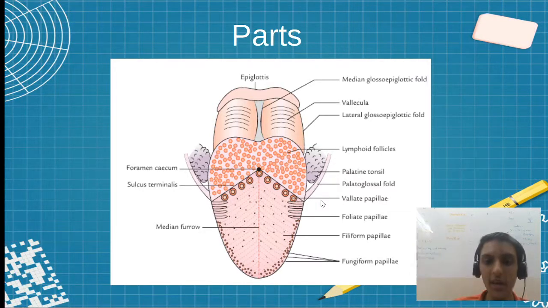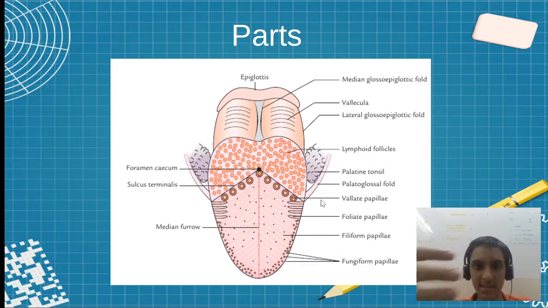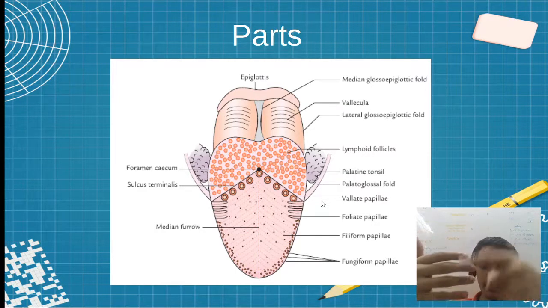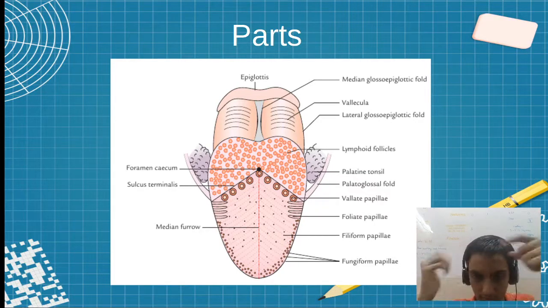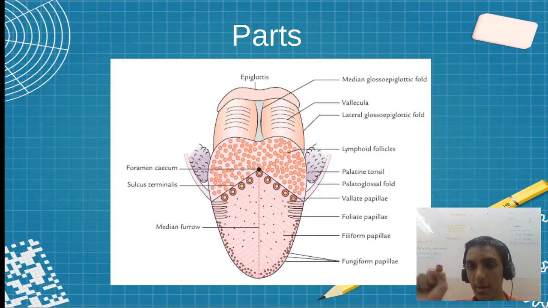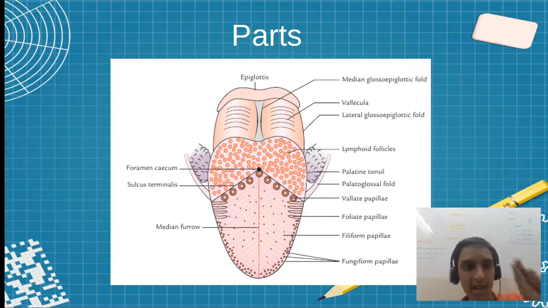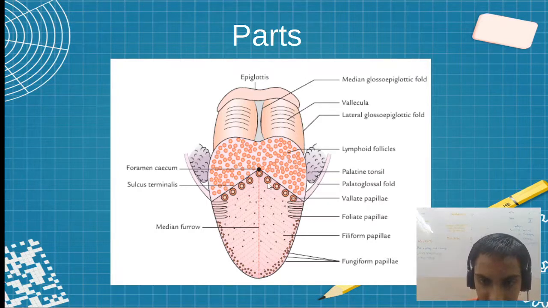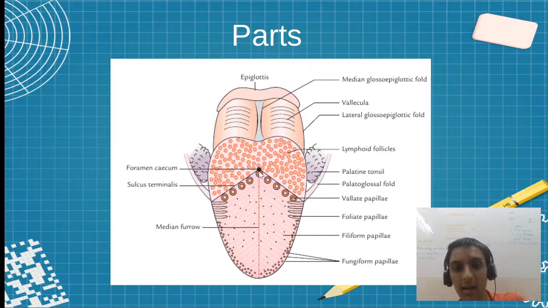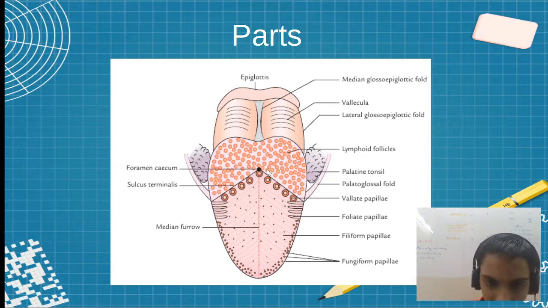Foliate. Please remember, foliate means leaf-like or strap-like. Please see my hand. This is how the foliate papillae will be. And circumvallate. Please remember, circum means circle, circumference. So entire circle, circumvallate. This is foramen cecum. Please remember, tongue embryologically developed from the foramen cecum. This is sulcus terminalis. This thin line we are seeing here, sulcus terminalis. So these are the parts of the tongue.